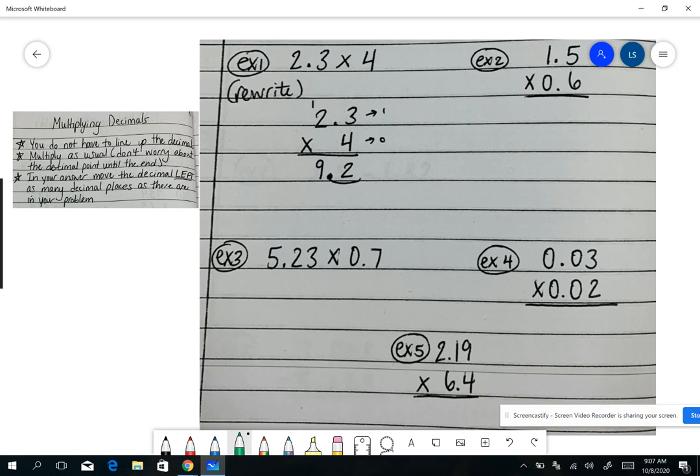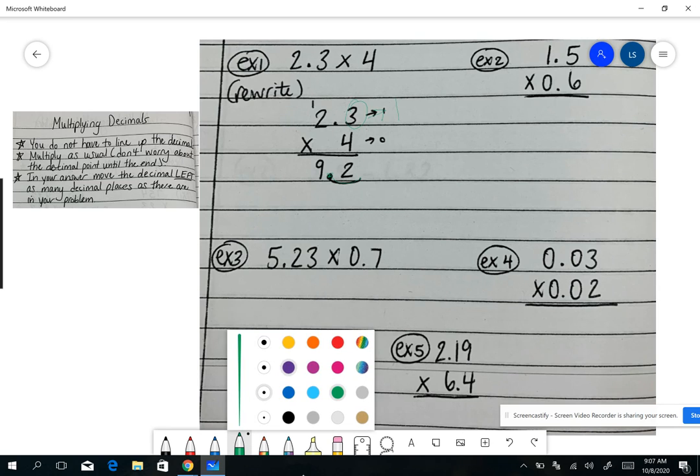So look at your third star in your rules here off to the left. It says in your answer, move the decimal left as many places as there are decimal places in your problem. So you can see here in example 1 that there is one decimal place here, this number right here. And there are none here because there's nothing after the decimal point. So I only need to move my decimal point one place. All right, let's take a look at the second example.